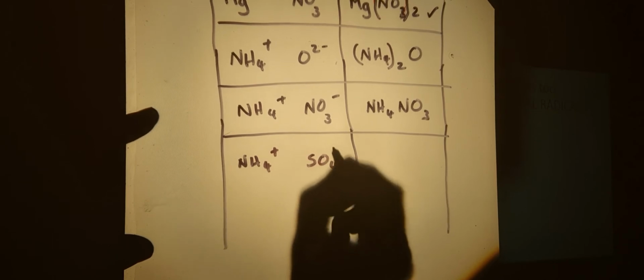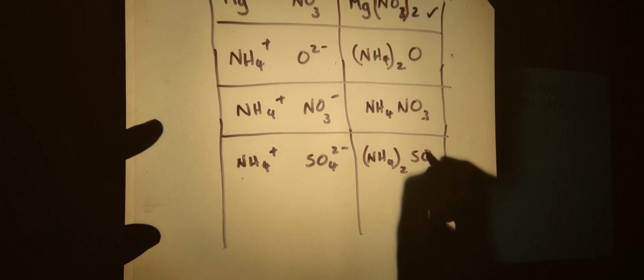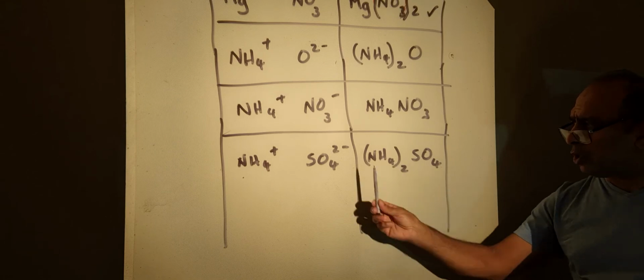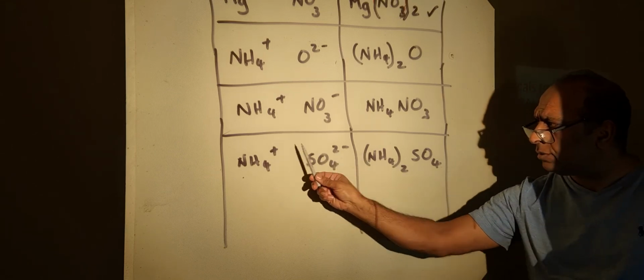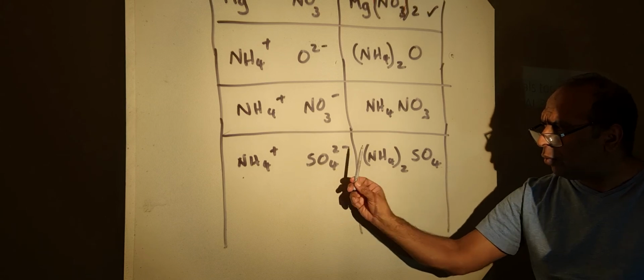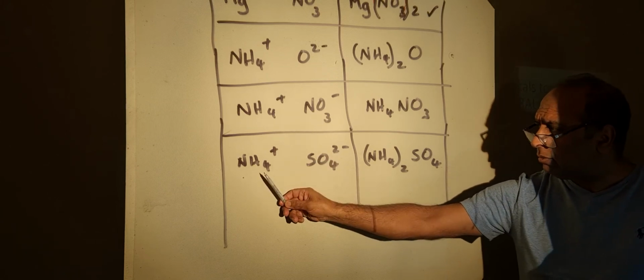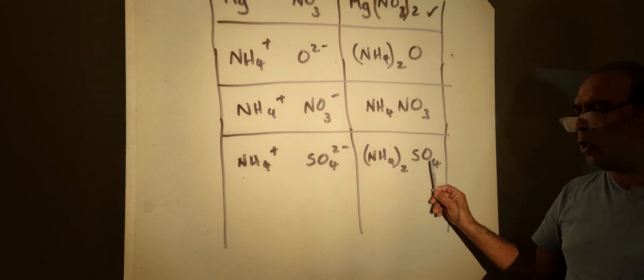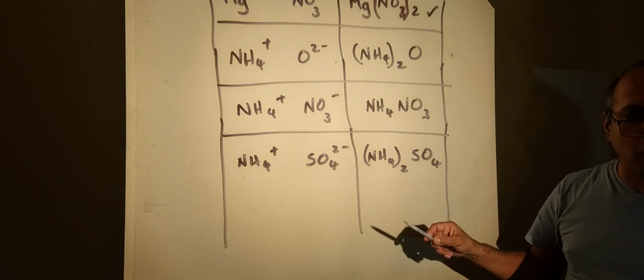How about ammonium sulfate? I would say you need two ammoniums. If you want two of them, you've got to have brackets. Why haven't we got a bracket around the sulfate? Just one of those. One of those to two of those. Can you see the charges? One sulfate to two ammoniums. Two ammoniums, plural, brackets. One sulfate, that's singular, no brackets.